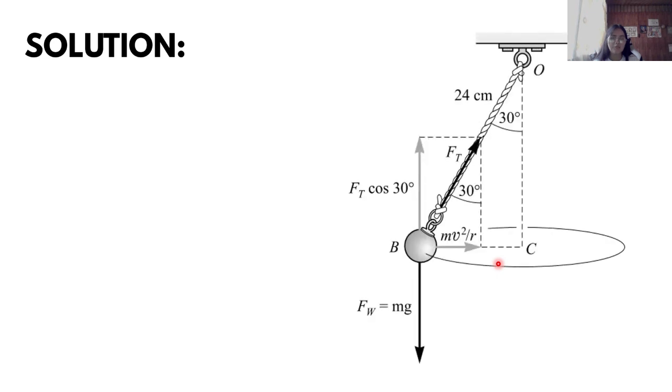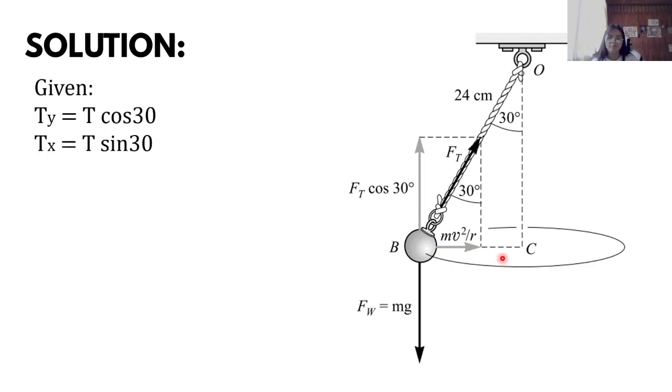So, solution tayo. Given na yung FBD, so wala na kayong problema dyan. Hindi na dapat kayo magkakamali. Okay? So, given. We have T sub y. T sub y is equal to T cosine 30. Ito yan. Okay? Bakit naging T cosine 30? Kasi from this triangle, ang 30 degrees, adjacent niya ang T sub y. Ito. T sub x is T sine 30 kasi nandito siya, opposite of the 30 degrees.